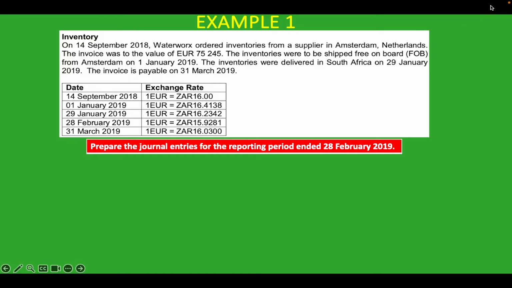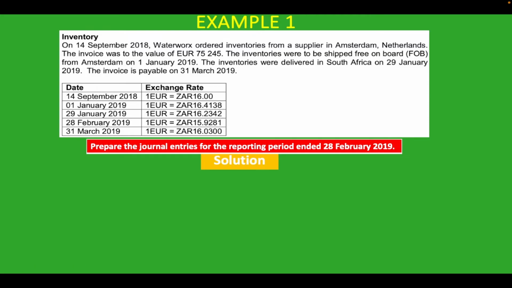So that means that on the date that the supplier put the inventory onto the ship in Amsterdam, we are responsible for the goods. We have to recognize the goods in our books. So that is the 1st of January 2019. So we're going to pass the journal entry. Let's put down our solution here. Remember, the date that the goods were put onto the ship is the date that we will record our first journal entry, and we need to find the spot rate on the 1st of January 2019. And here we are told that on the 1st of January 2019, the spot rate was 16 Rand 41 cents. Obviously they gave us 4 decimal points there.